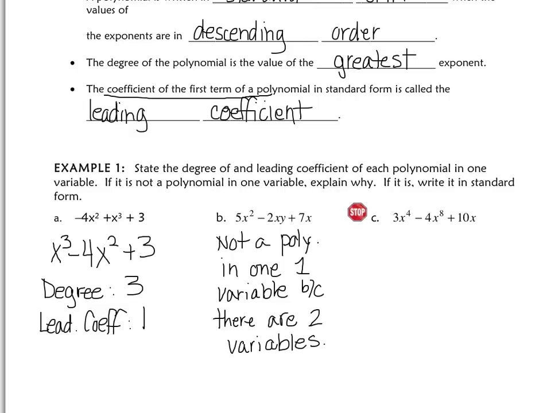Okay, I would like you to attempt this on your own. Again, decide whether or not it's a polynomial in one variable. If it is, write it in standard form and then state the degree and leading coefficient. So please pause the video and then compare your answer to mine. Okay, here's the answer. If you didn't get that, please make sure to ask in class tomorrow and find out why you got it wrong.